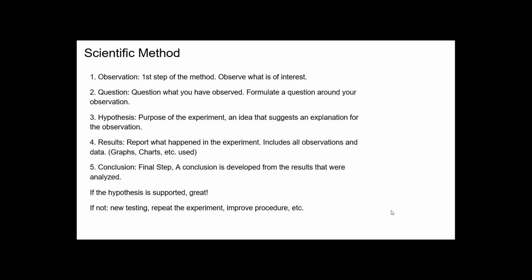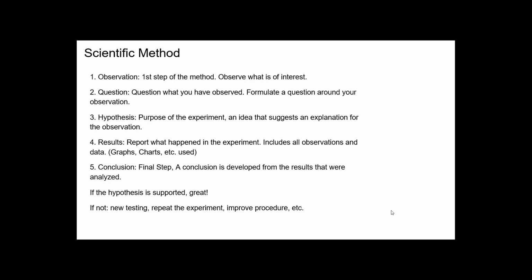Then the hypothesis comes in. This is the whole purpose of the experiment, an idea that suggests an explanation for the observation. And then four, you gather your results. Report of what happened in the experiment. This includes all observations and all data. And this is usually where graphs and charts are used to basically be able to summarize everything easier.